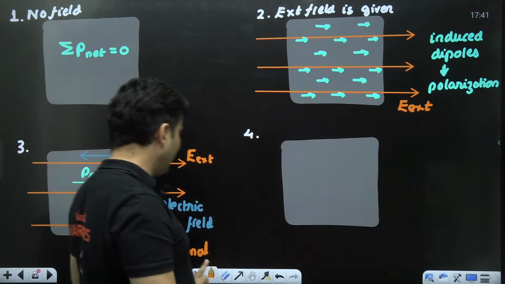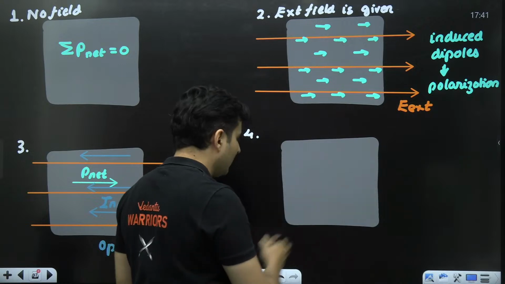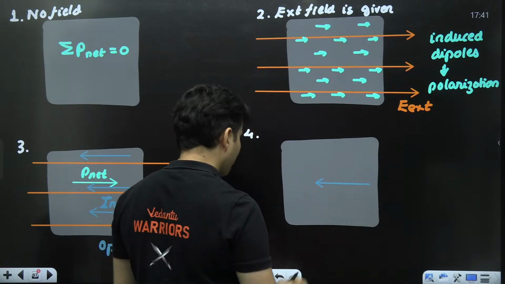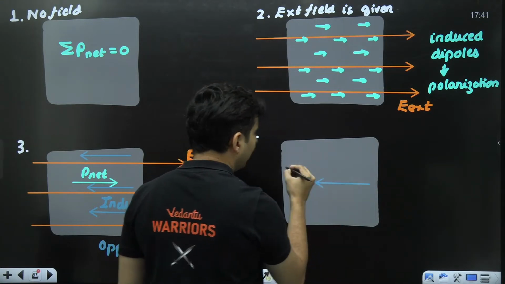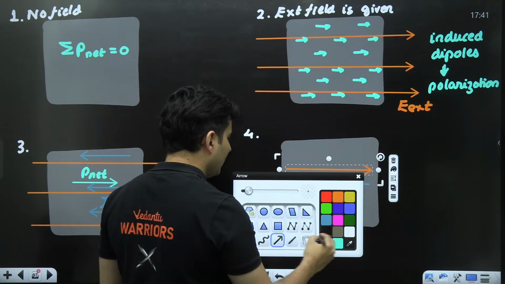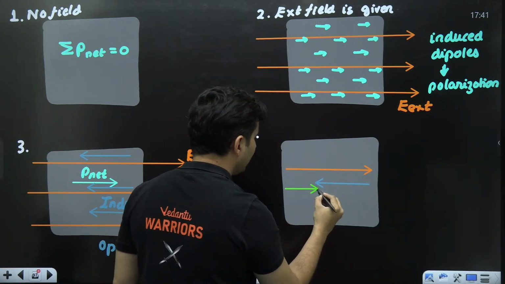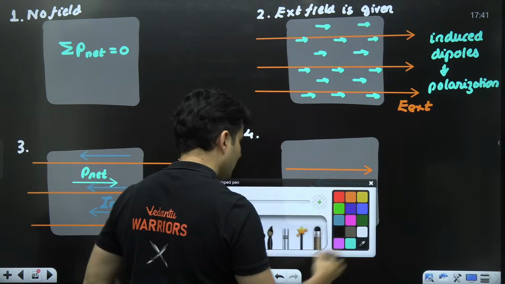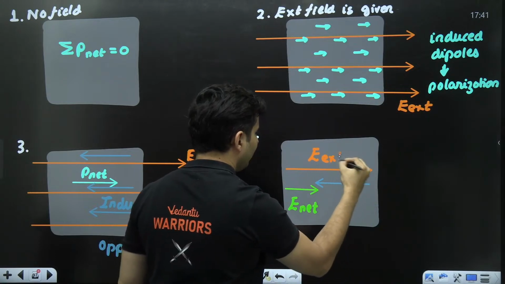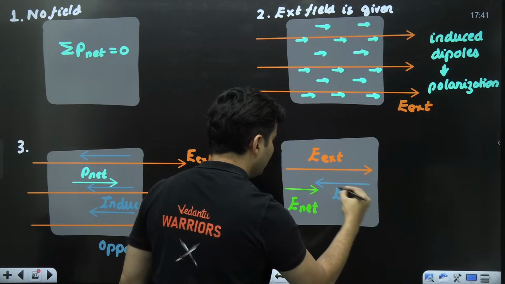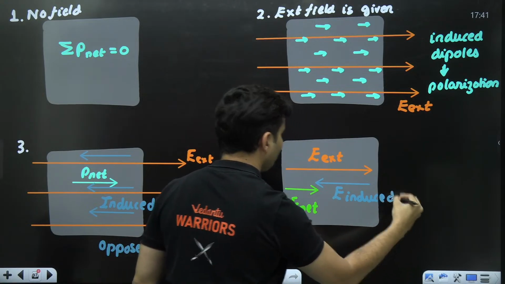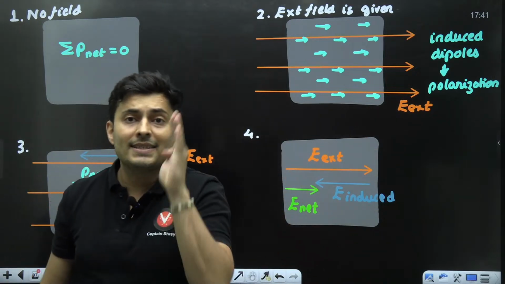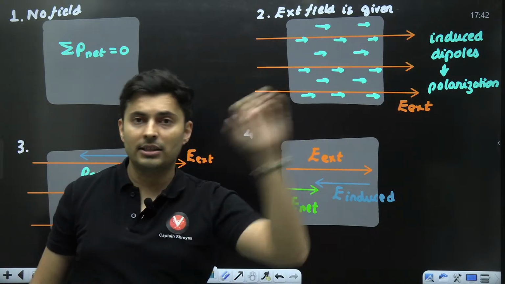So inside this material, now you have a battle between the two. You have an induced field this way, and you have an external electric field this way. So what you will get is basically a net electric field in this direction. So this was your external field and this was your induced field, like so. Hence, the net electric field inside such a dielectric is always less than the external field.